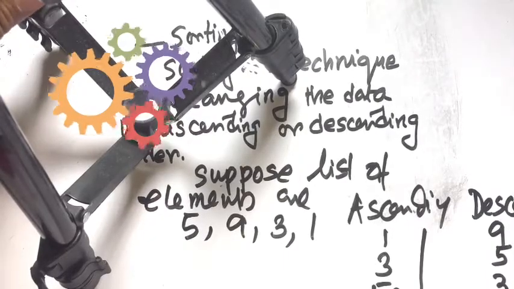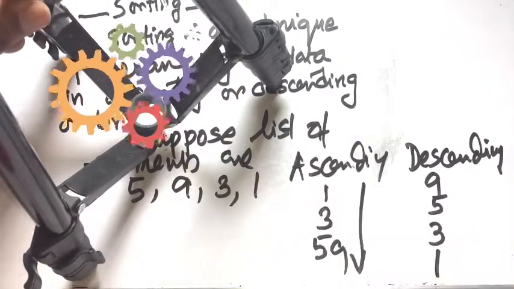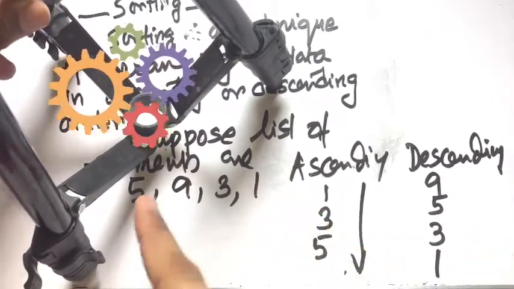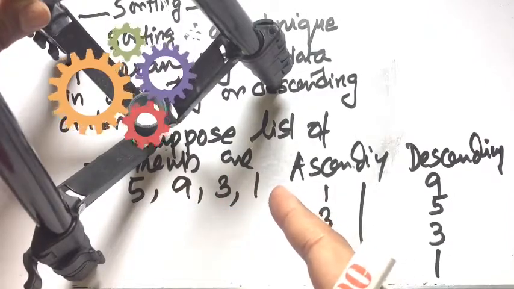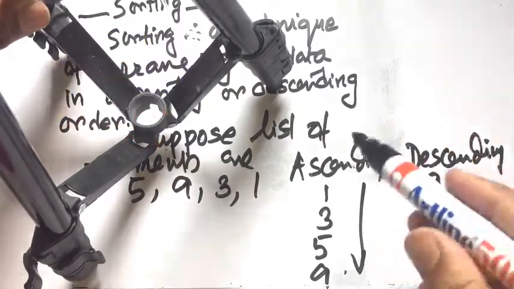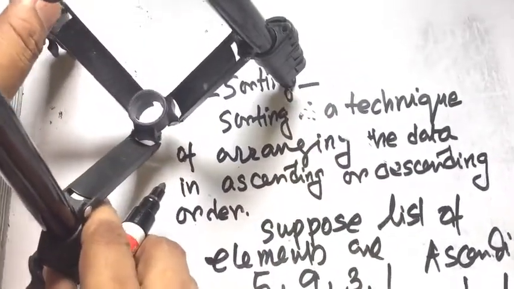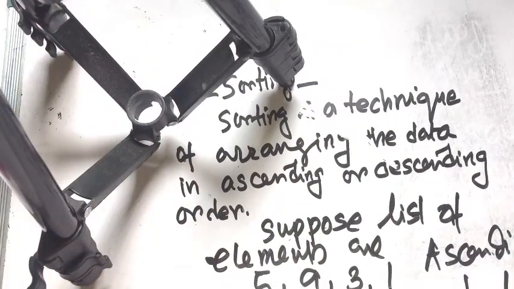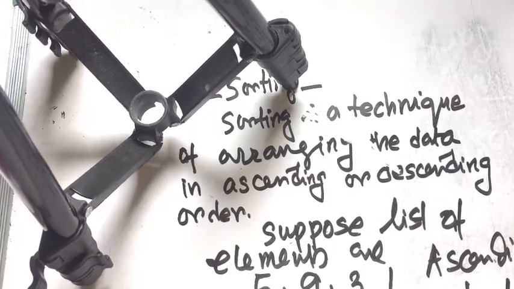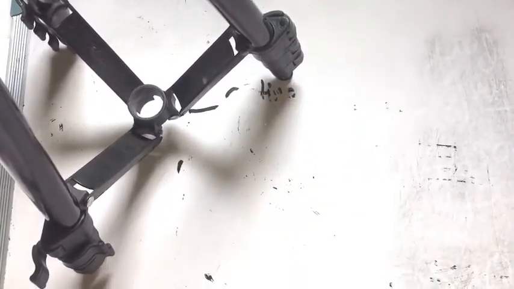So this is the technique of arranging the data either in ascending or descending order. So 5, 9, 3, 1 can be sorted as 1, 3, 5, 9, and it can be sorted as 9, 5, 3, 1. So these are the two techniques of sorting. You can sort the numbers in ascending order or in descending order. Most of the time sorting is in ascending order. So sorting is the technique of arranging the data in a particular order that can be ascending or descending.